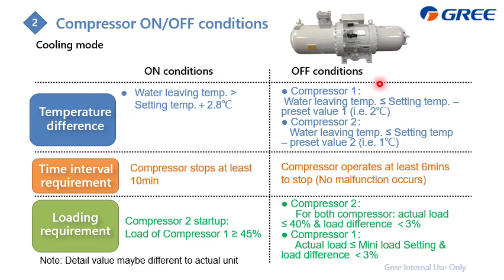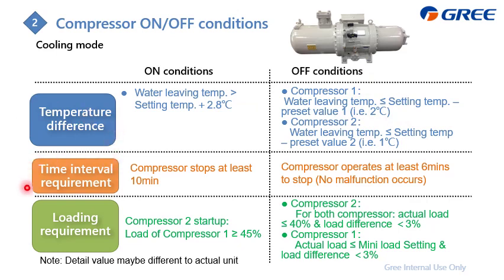And here is the off. For example, in a two compressor model, also depending on the water leaving temperature, if it is less than the setting temperature minus the preset value, for example 1 degree, then we will turn off number 2 compressor. And if the water leaving temperature keeps getting lower, lower than minus 2 degrees, then we can turn off the number 1 compressor. And this is the temperature condition.